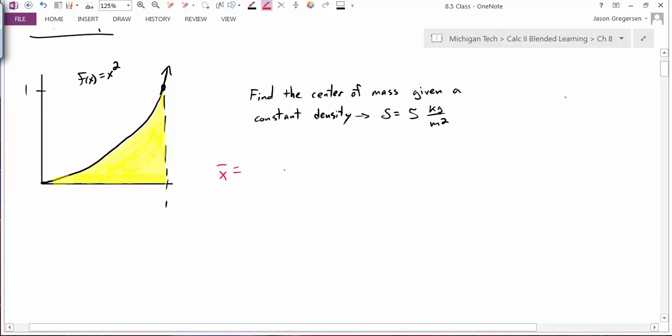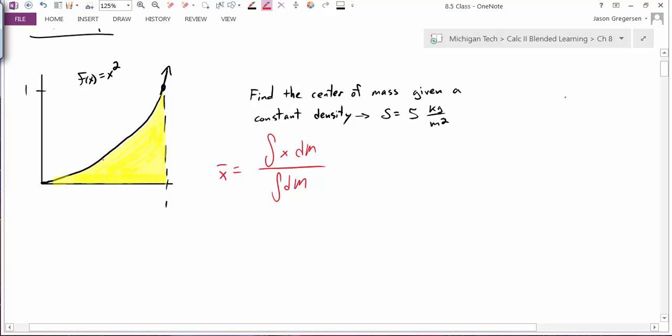I have a formula I can start with. Center of mass is just a weighted average. It's taking my mass values and weighting them by some distance value. And I'm going to divide by the total mass. That's the process. So in this case, I just got to find out what a little slice of mass is.